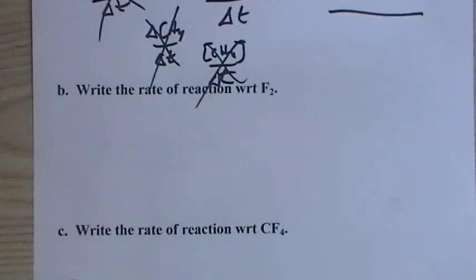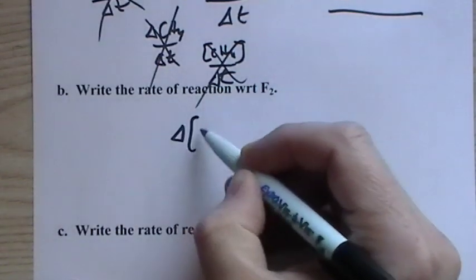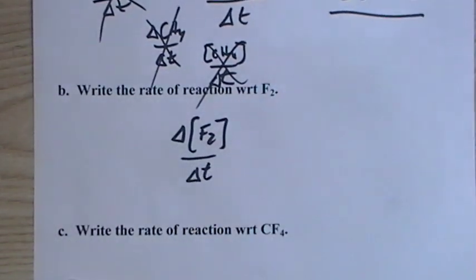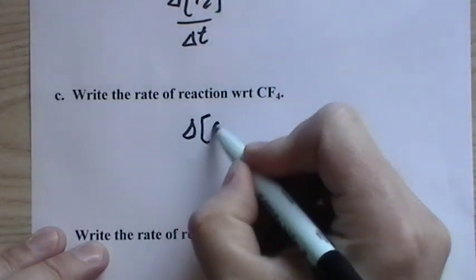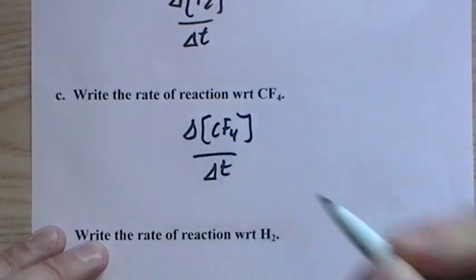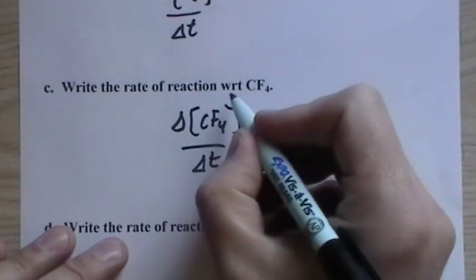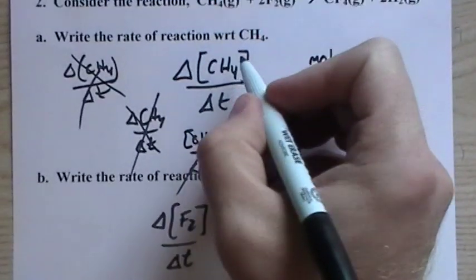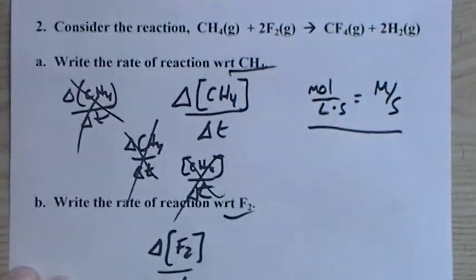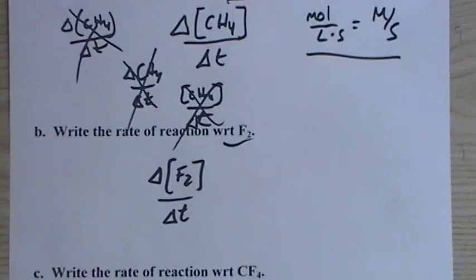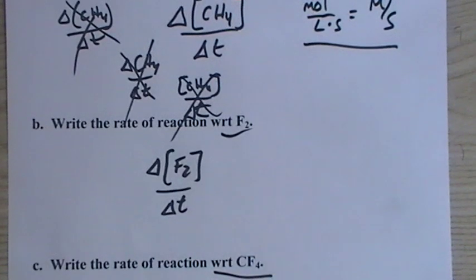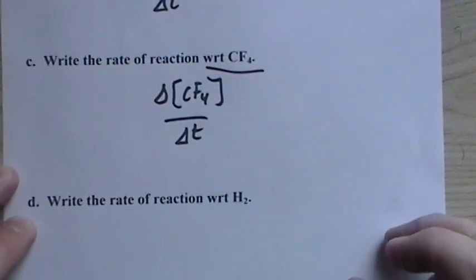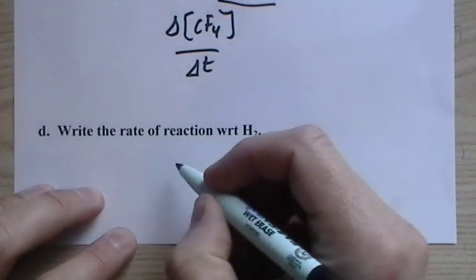So, rate of reaction with respect to fluorine. Change in the concentration of fluorine over the change in time. Rate of reaction of carbon tetrafluoride. Change in the concentration of carbon tetrafluoride. Oh wow, this does seem easy, and this is nice. It is, because we're with respect to each individual species. We haven't tried to compare them. We're not doing anything with them. But that's definitely true. The rate of reaction with respect to only this CF4 is its change in concentration with time. The rate law with respect to hydrogen.